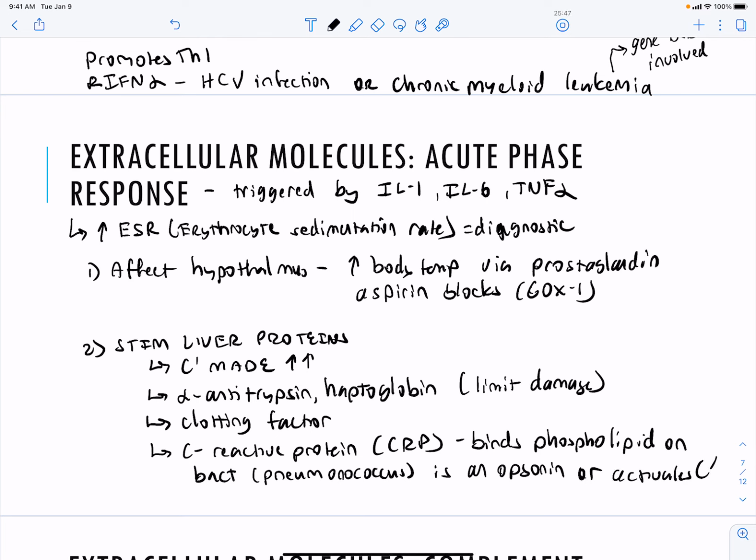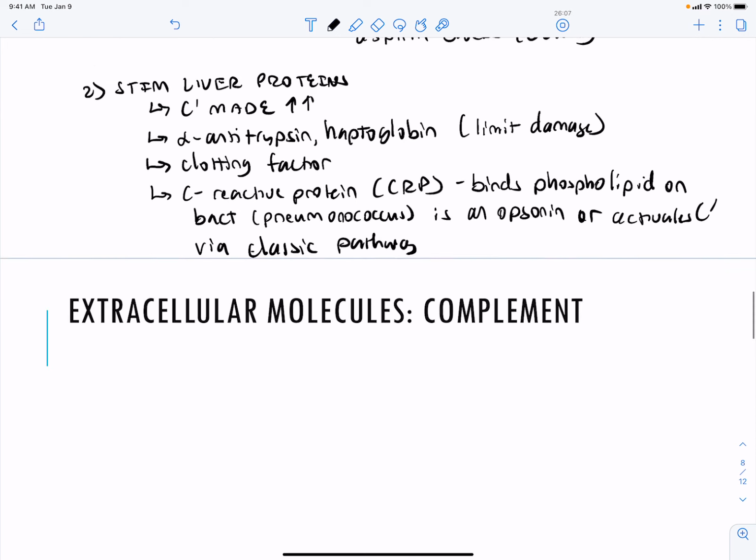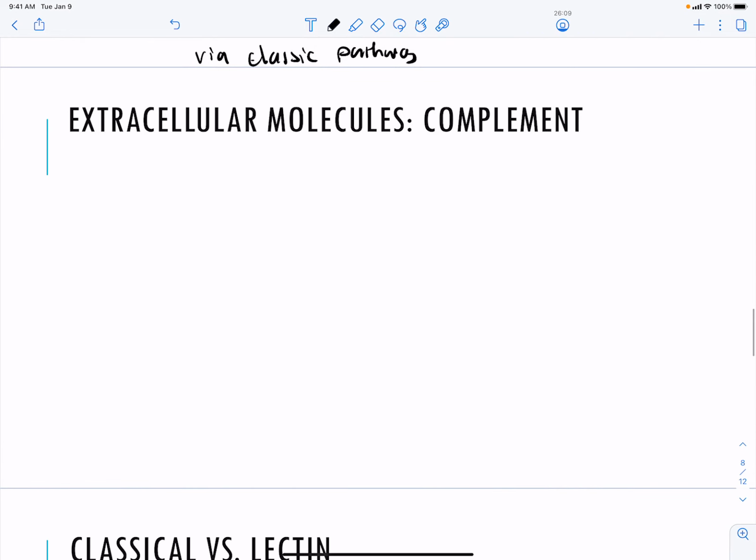And it activates complement via the classic pathway, which we'll talk about. Okay, so that's the acute phase response, and most of these are going to be released by our macrophages. Now let's start talking about complement.